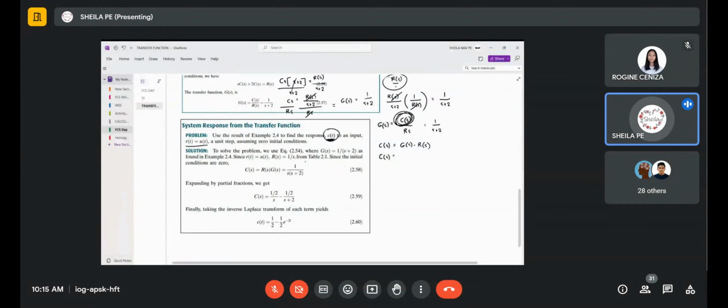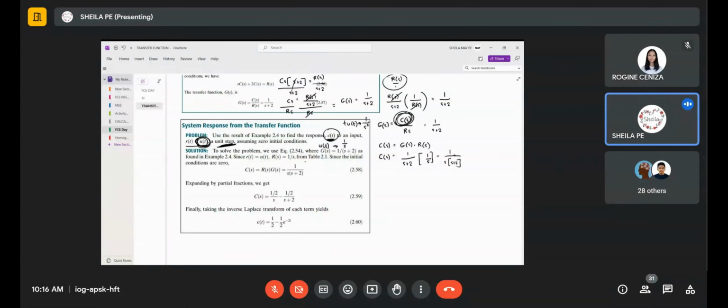So our G of S, class, is 1 over S plus 2. When you multiply it with our R of S, remember our R of S is our U of t, which we took the Laplace transform of, the unit step. The Laplace transform of our unit step is 1 over S. If you have a ramp, that's t U of t, so the Laplace transform is 1 over S squared. But in here, it's a unit step.